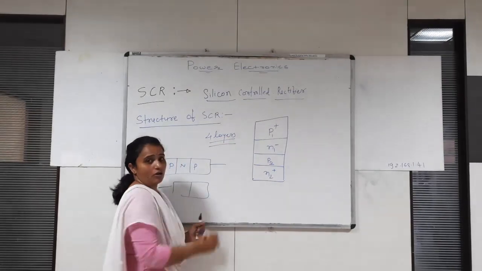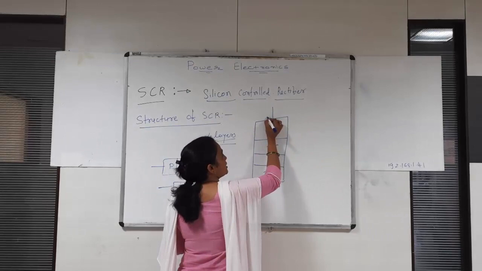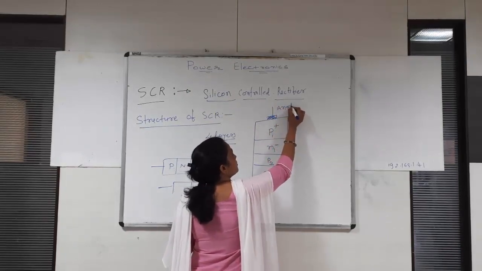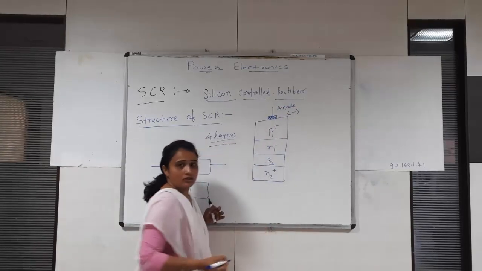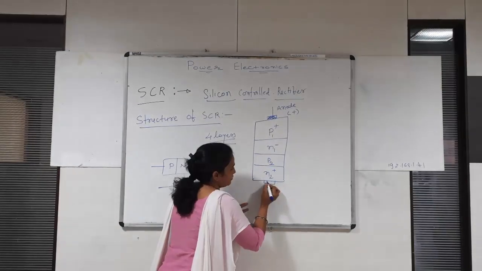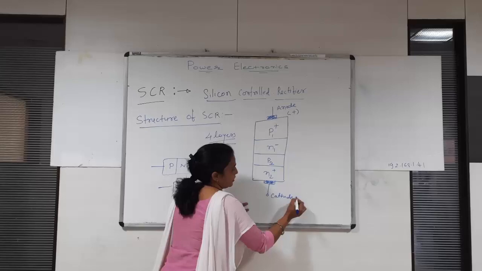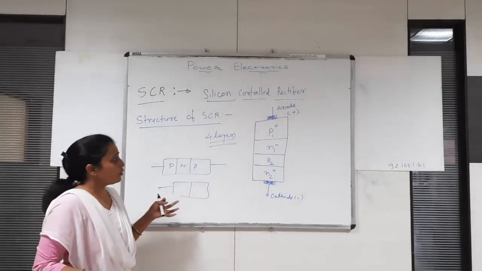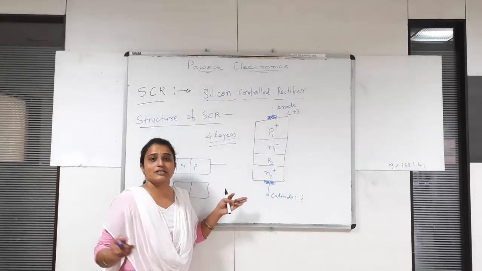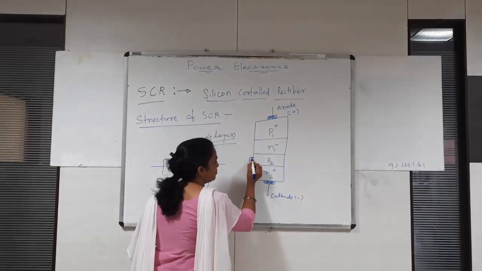Now as we know it has three terminals. The first terminal, the anode, is connected at this layer and it is the positive terminal. In the same way the cathode terminal is connected to this layer and it's the negative terminal. And as we know from the symbol, there is a gate terminal, and these three terminals are accessible by the user, and this third terminal is connected to this P2 layer.